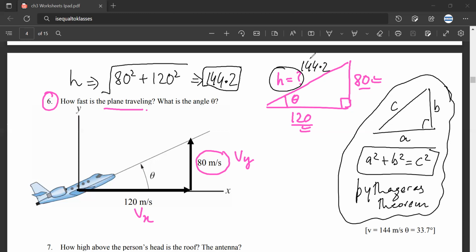Have you understood what I have done? Yes, sir. So in this question, they have given me the magnitude of the vector in the x-axis, and they have also given me the magnitude of the vector in the y-axis. So these two are given to me. And now what they are asking is to calculate the vector itself, the magnitude of the vector. So the magnitude of the vector would be equal to the square root of the sum of the squares of the magnitudes, using the Pythagoras theorem.